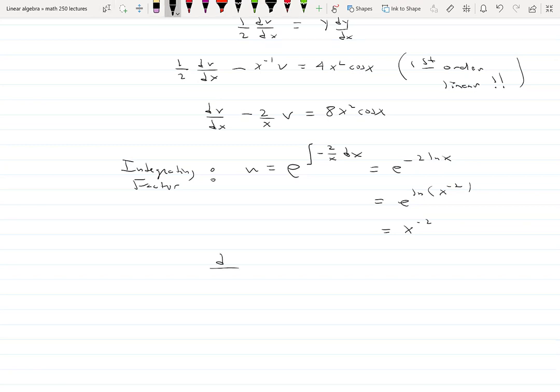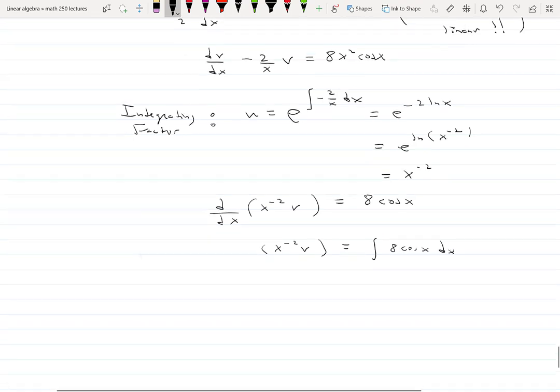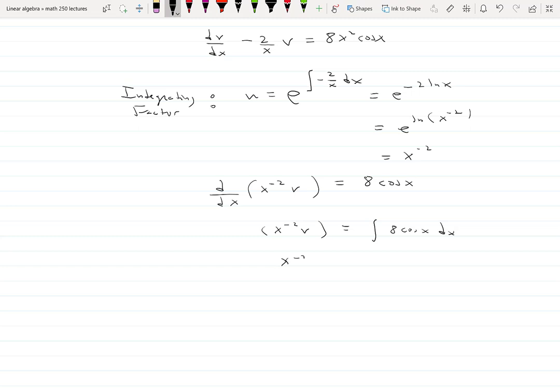The integrating factor transforms the left-hand side into d/dx of the single term x to the minus 2 v. Multiplying both sides by the integrating factor, the first order linear theory transforms our differential equation into a derivative on the left-hand side, equals, on the right-hand side, I'm just going to get 8 cosine, because I have to multiply it by x to the negative 2. Then simply integrate both sides with respect to x: x to the negative 2 times v equals the integral of 8 cosine x with respect to x. The integral of cosine is sine, so 8 sine x plus a constant.